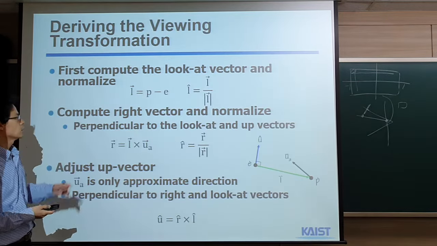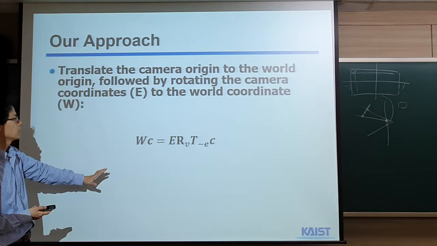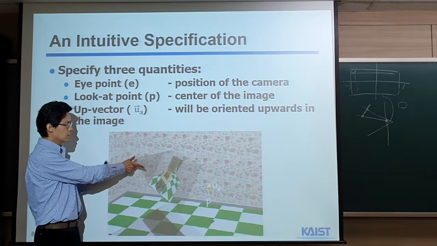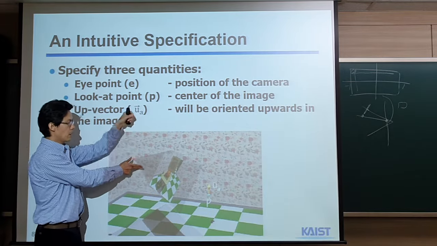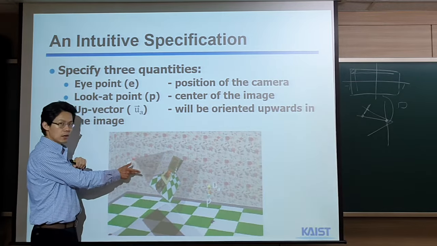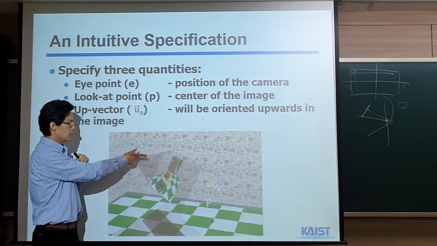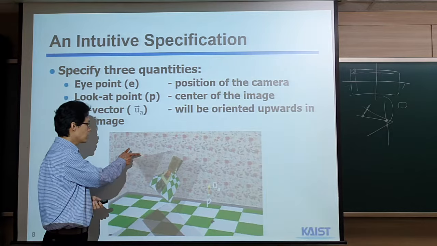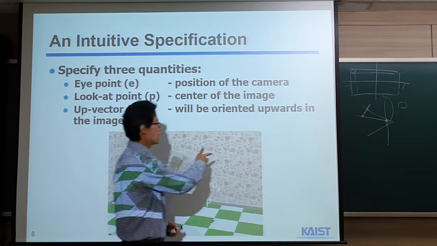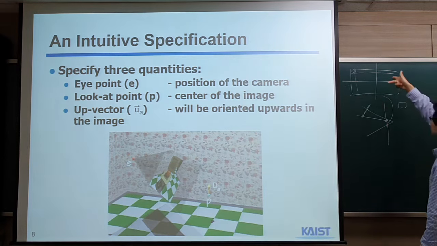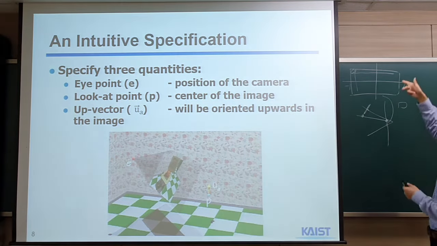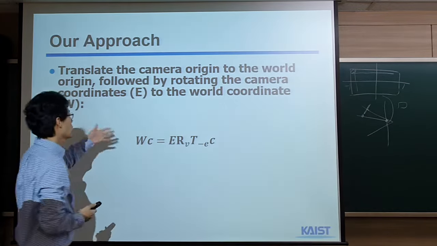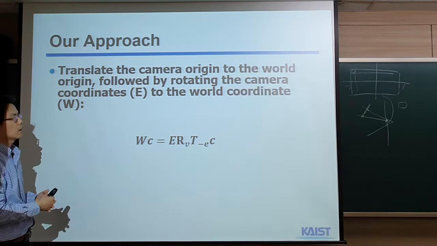Okay, so now we know the affine frame of this camera: the look-at vector, the right vector, and the up vector. The next step is to translate and rotate so that this maps to that direction. The G direction should be heading that direction, not the other way. This is our approach to the aligning process.